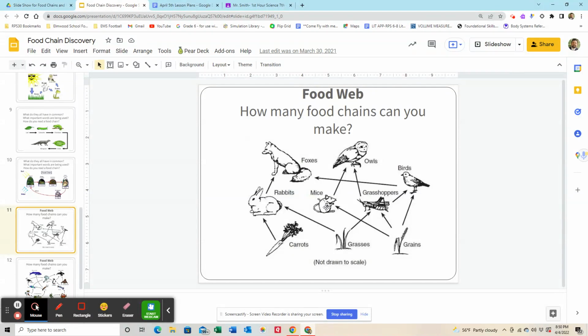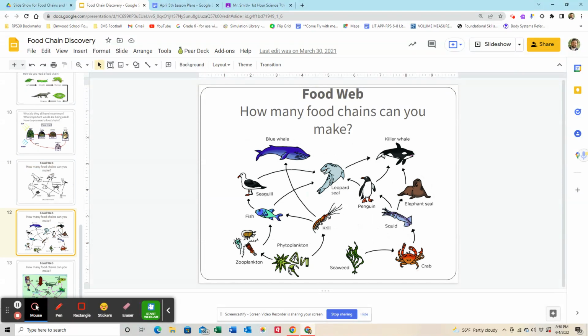Grains to mice to owls. 5. Grains to grasshoppers to owls. 6. Grains to birds to foxes. 7. Grains to grasshoppers to birds to foxes. That's 8. And I think that's where we're going to end up. So if you find more than that, more power to you. But again, just looking at a food web, you can see how you can have multiple food chains in a food web. Let's try this one here.